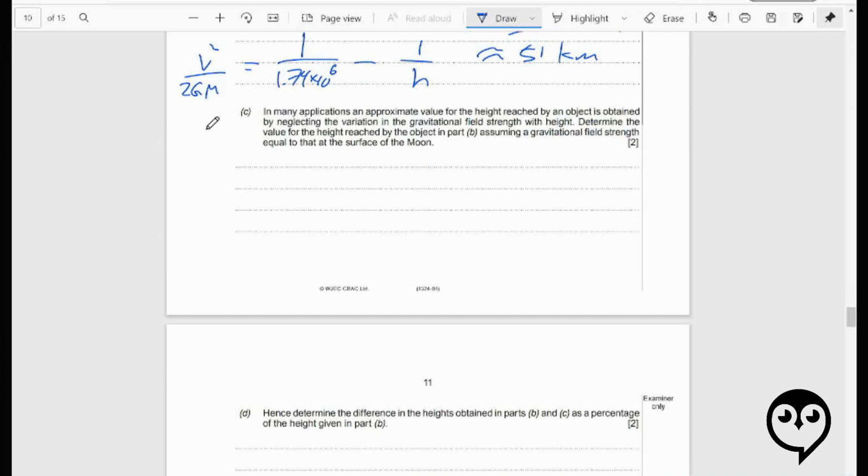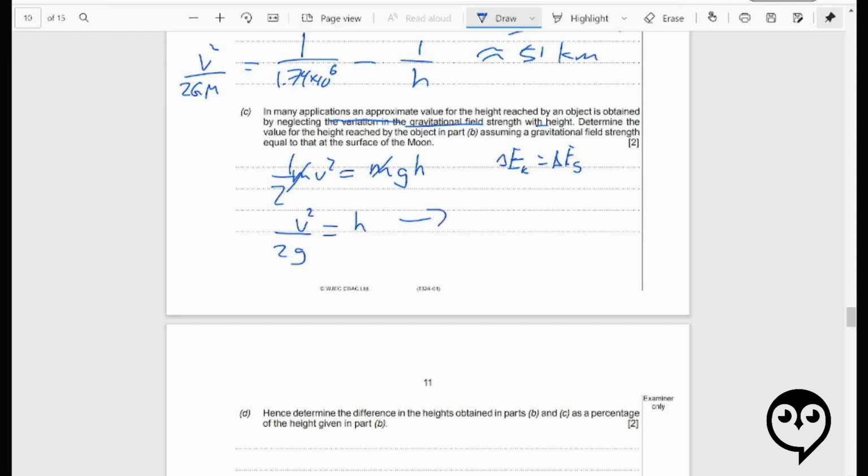Anyway, in many applications, an approximate value for the height reached by the object can be found by neglecting the variation of gravitational field strength with height. Well, that's kind of what I was saying at the beginning. We would have just said, this is starting from 0, and the change in kinetic energy is equal to the change in GPE, aren't we? Again, the mass doesn't matter, and it's going to be v squared over 2 little g. Let's see what value we get for that now.